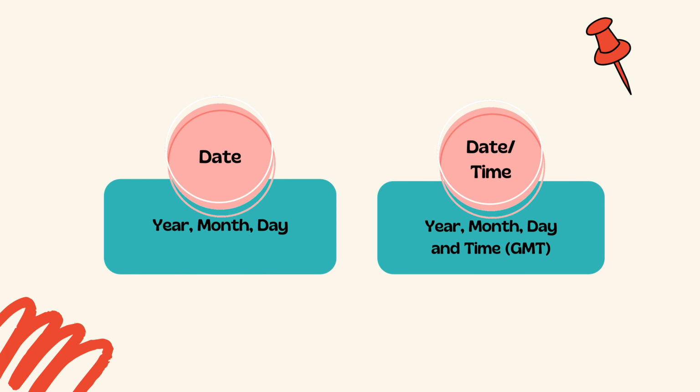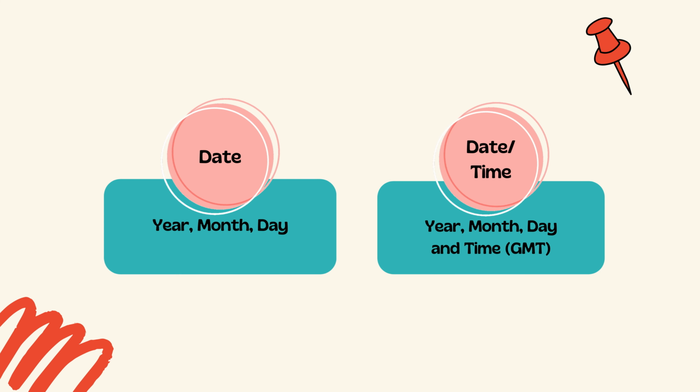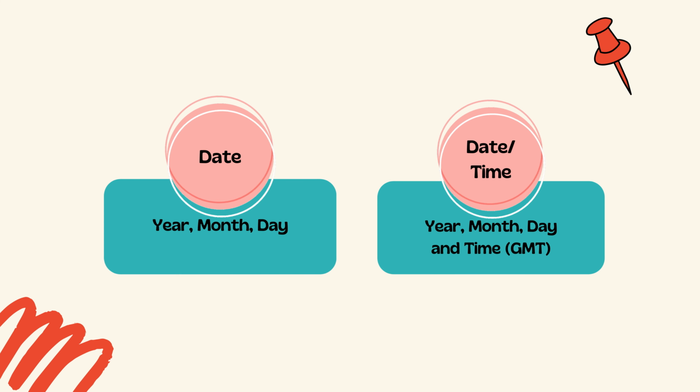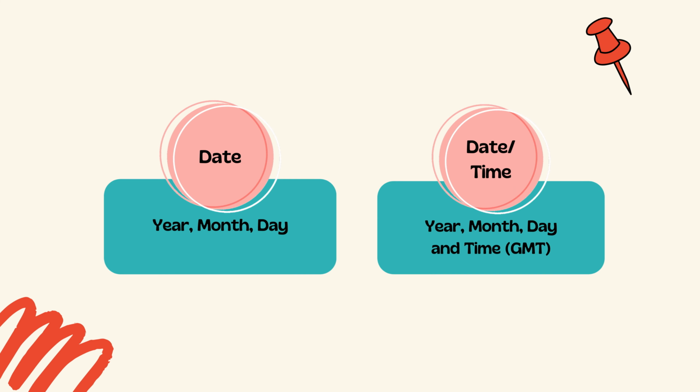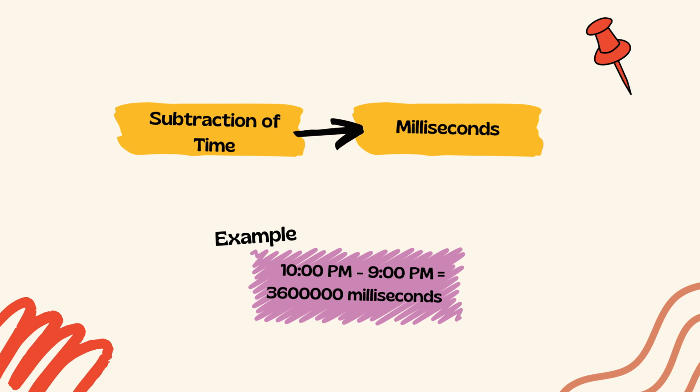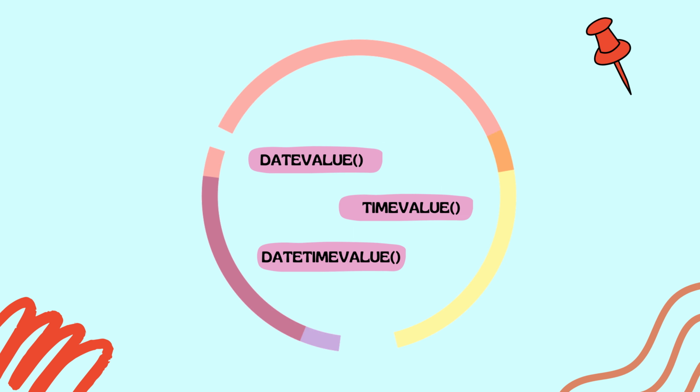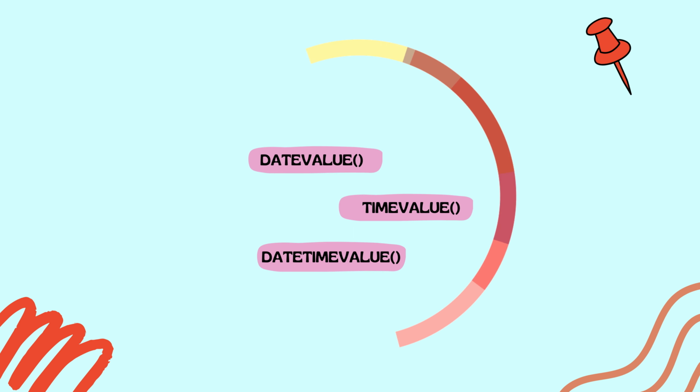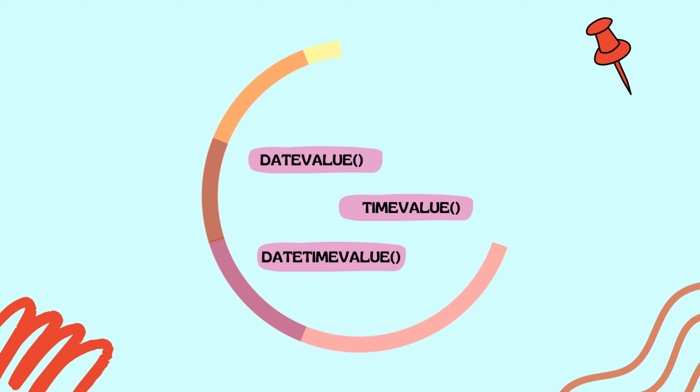Now, let's talk about how date and time values are represented. A date value stores the year, month, and day, while a date/time value includes the year, month, day, and time in GMT. It's crucial to keep time zone conflicts in mind when working with date/time values to ensure accurate calculations. Performing mathematical operations on date/time values involves subtraction in milliseconds. The result is always positive, representing the elapsed time between two values using a 24-hour clock. Salesforce provides several functions and operators to simplify working with date, date/time, and time values.